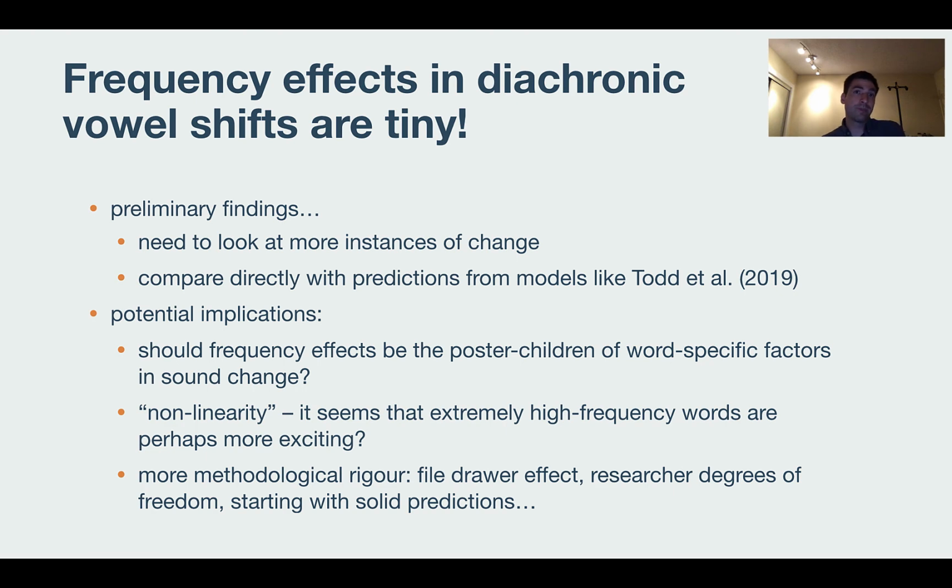So in conclusion, it seems that frequency effects in diachronic vowel shift are indeed tiny. Whether you're looking at the static realization of that effect, or if you're looking at how that effect changes over time, we don't see any huge, really substantial frequency effects. Now, it does need to be stated that these findings are preliminary. We need to look at more instances of change, and also it would be great to actually compare what we see in the actual sound changes with predictions from models like the ones presented in an excellent paper by Todd et al., or models from other papers.